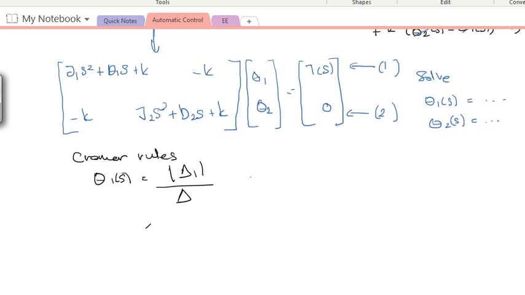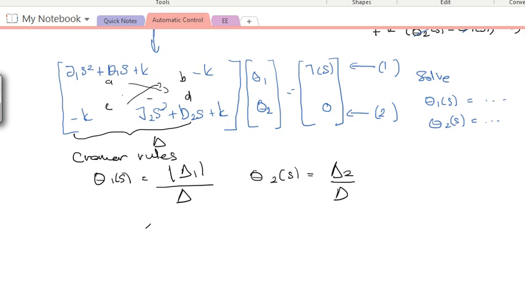So you have to find out how to calculate this. And then theta 2s is the second determinant over the determinant of the system. If I want to recall a bit, the determinant of the system comes from the matrix of the coefficients, right? So if I call this A, this B, this C, and this D, the determinant is A multiplied by D minus C multiplied by B. So that's what this determinant means.